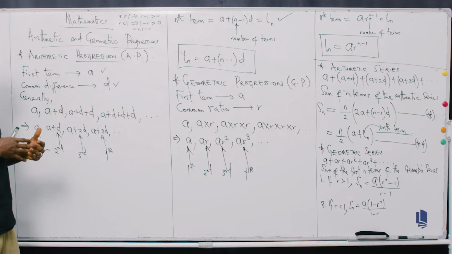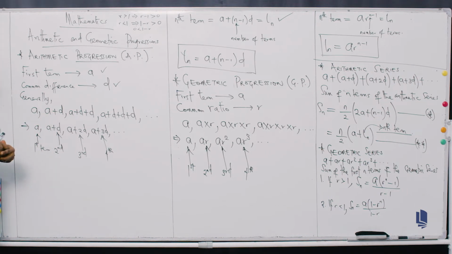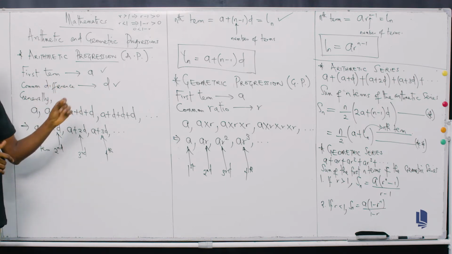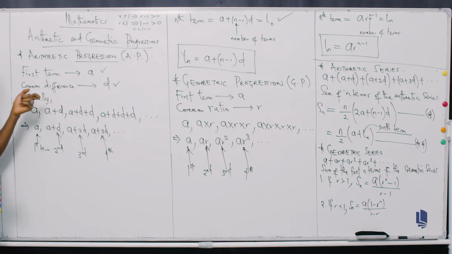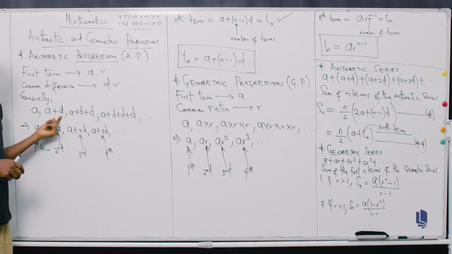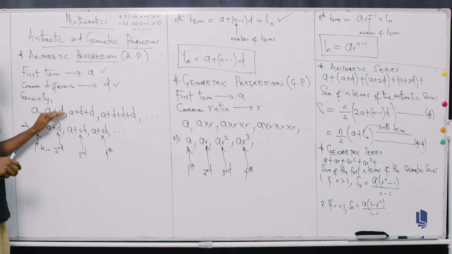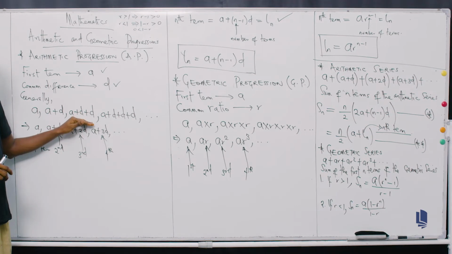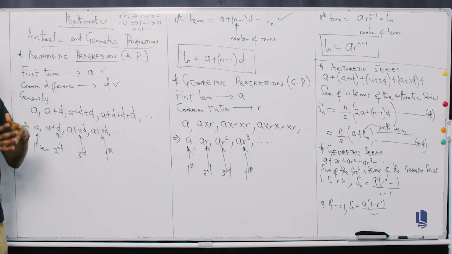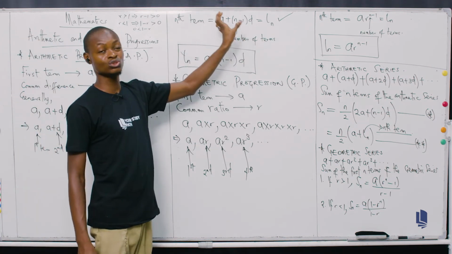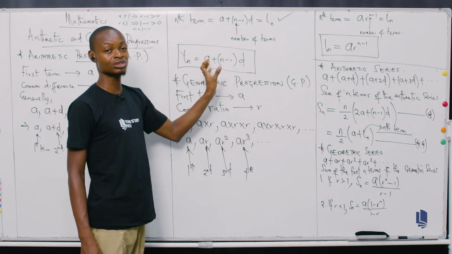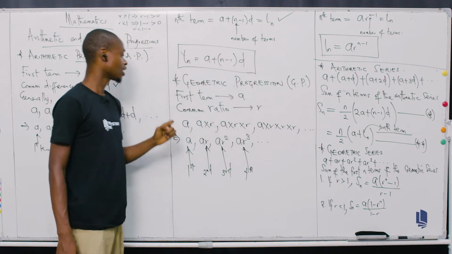So we have seen the formula for arithmetic progression, which is when the progression is governed by an additive factor, which is the common difference. In this case, we have the first term and we add the common difference to it, and you have the second term. Add the common difference to the second term, we get the third term. Add the common difference to the third term, we get the fourth term, and so on and so forth. And then we can generalize into the nth term as a plus n minus 1 d.